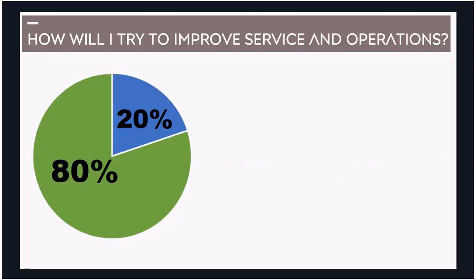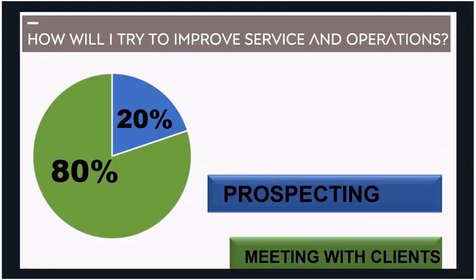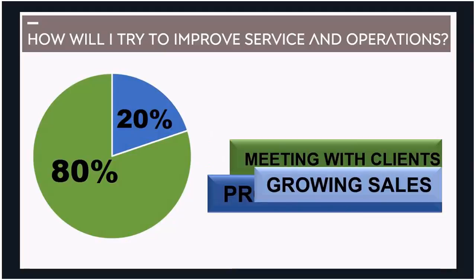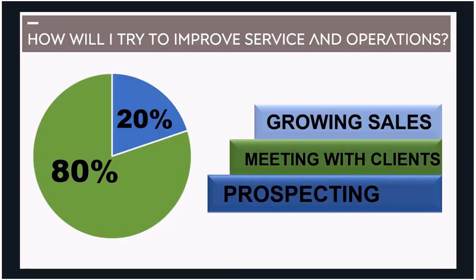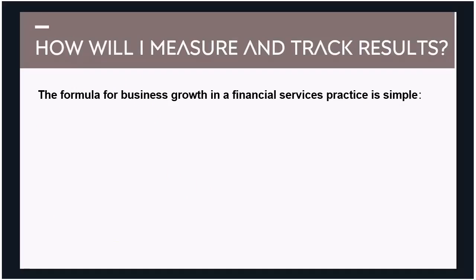And for a financial professional, those 20% tasks are simple: prospecting, meeting with clients, closing sales. What would be the outcome if you could spend 80% of your time doing just those three things? It'd be pretty awesome. Now, how are you going to measure and track results?